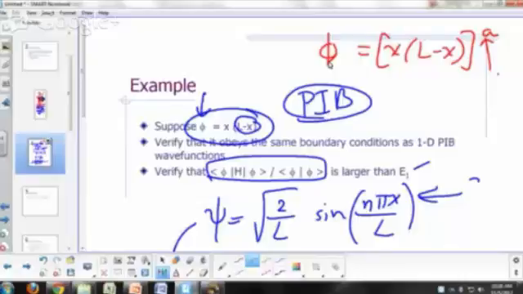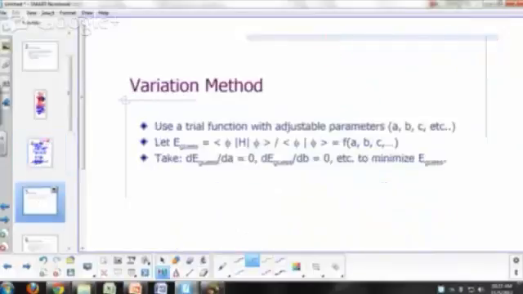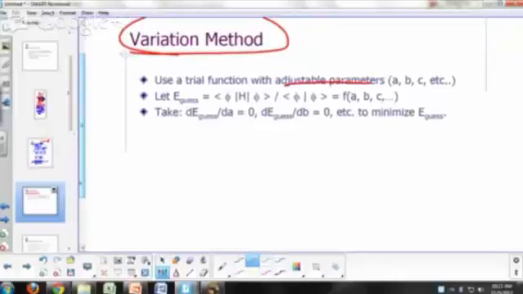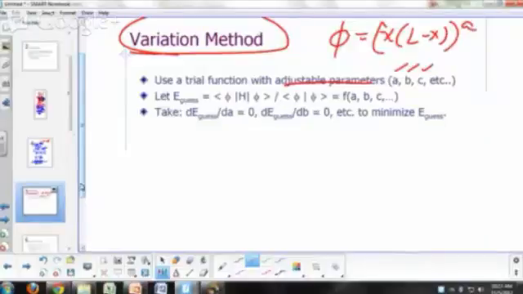You may not get the exact solution because if it has no way of looking exactly like your psi, like square root of 2 over L sine pi x over L, you're not going to get the lowest possible energy. But for a given parameter, you can tweak it so you can get your lowest possible energy. So the variation method, that's basically what it's all about. You use a trial function that has adjustable parameters. Let's say your adjustable parameters are a, b, c, and so on. Like in the earlier example, x times (L minus x), the whole thing raised to the power a, for example.